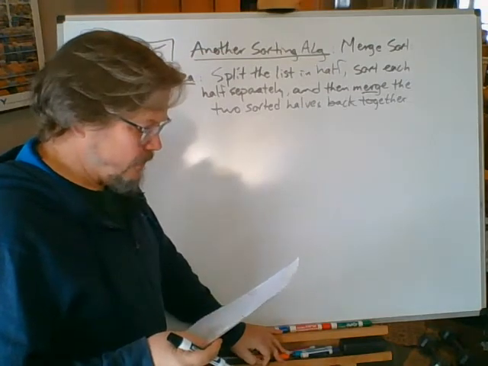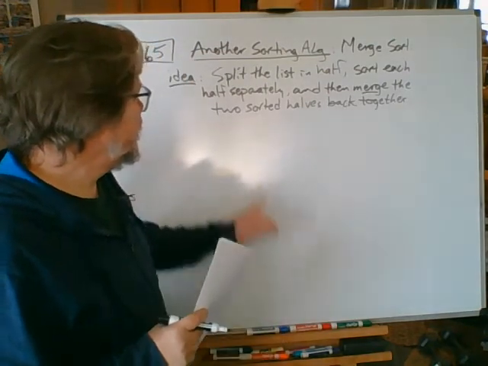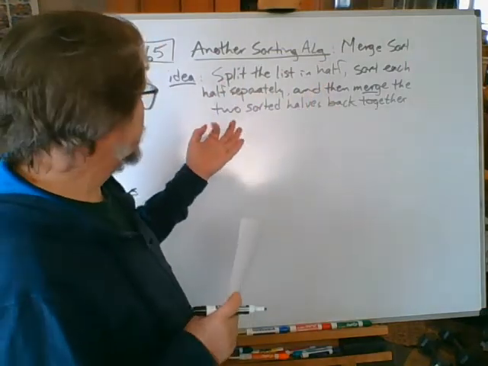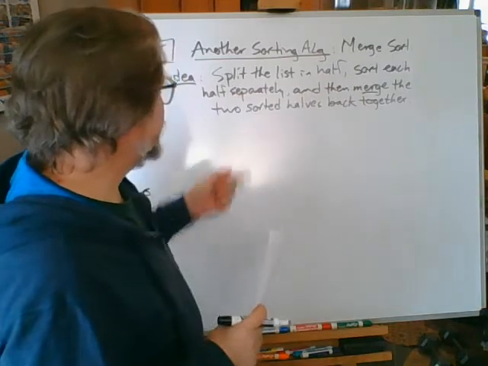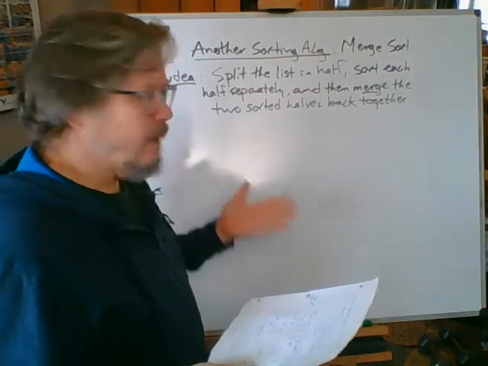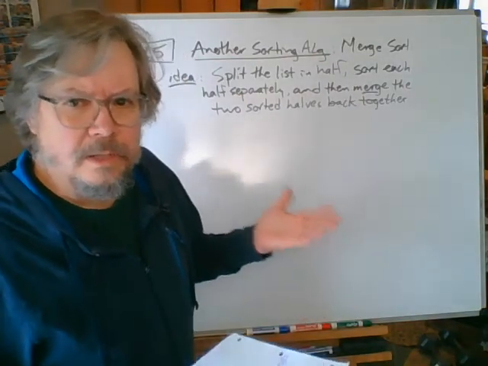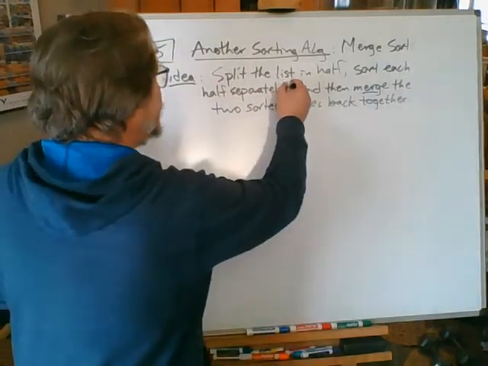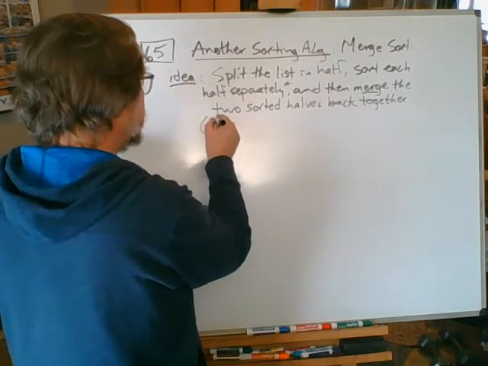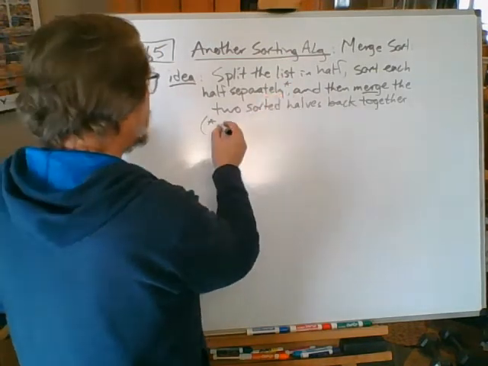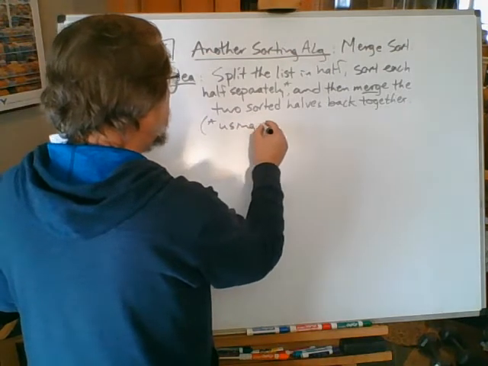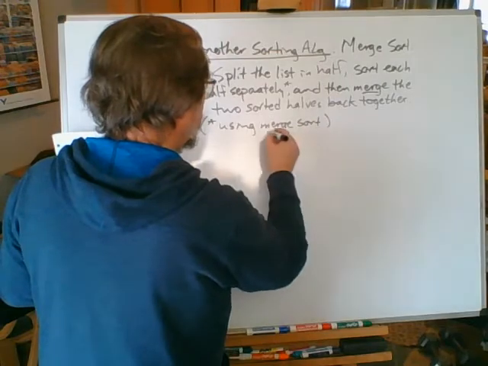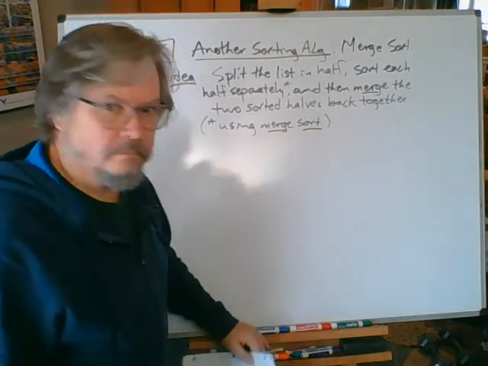Kind of feels like there's something missing though, doesn't there? Split the list in half, yeah, that should be fairly straightforward. But this piece, sort each half separately, I mean, how are we going to sort each half separately? This is the sorting algorithm. This one was supposed to do that. Oh yeah, footnote here. Little star, asterisk. Sort each half separately using merge sort. Yikes.